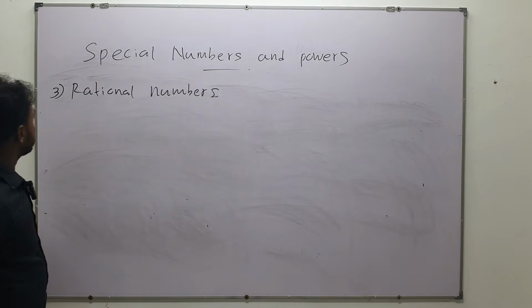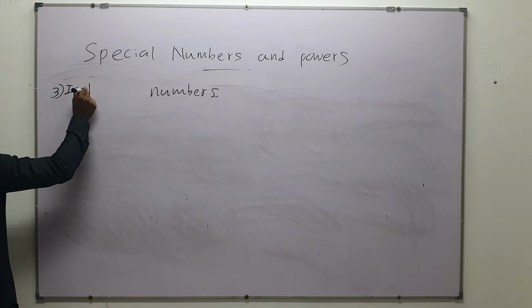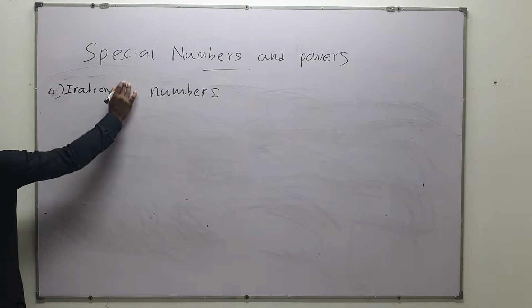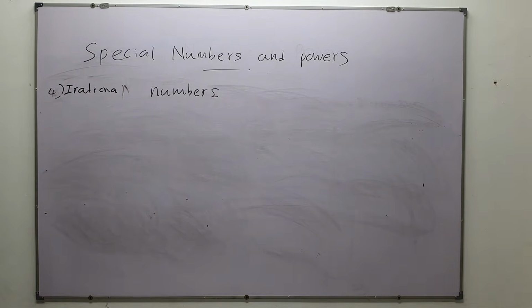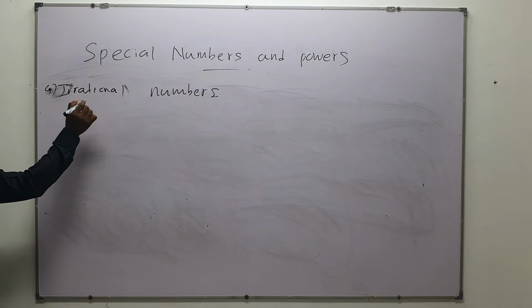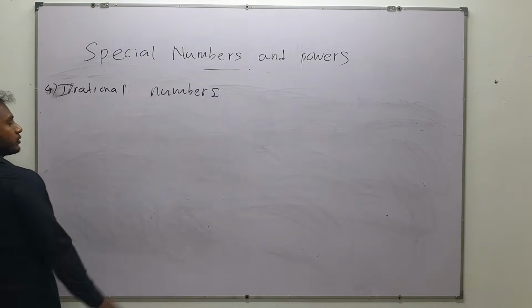Did you figure that out? Irrational. I will write irrational numbers. Irrational, I should write one R here. Irrational numbers. All right, so we have the irrational numbers here.